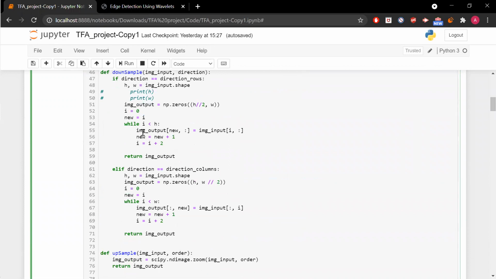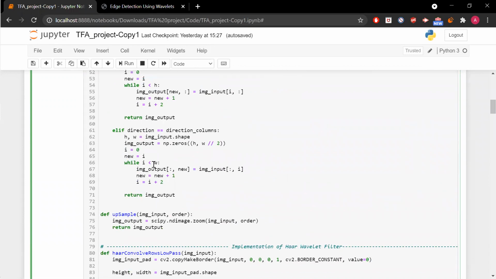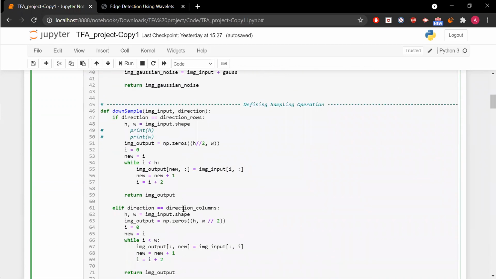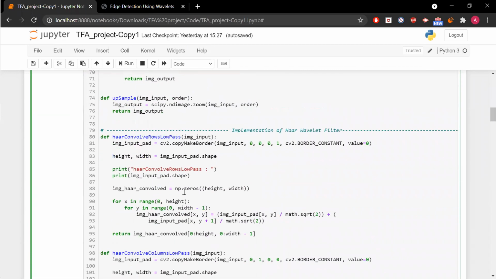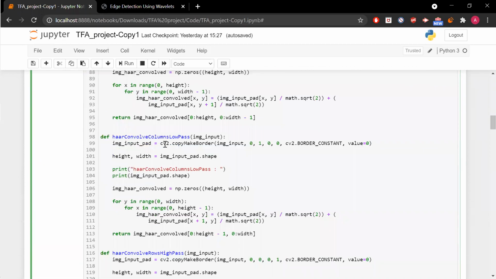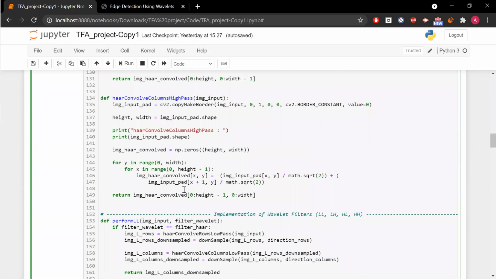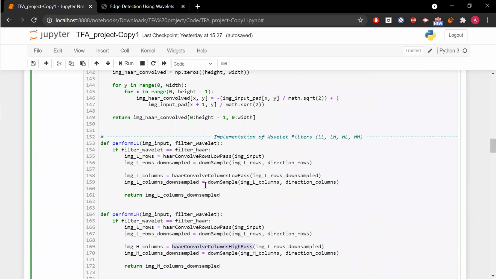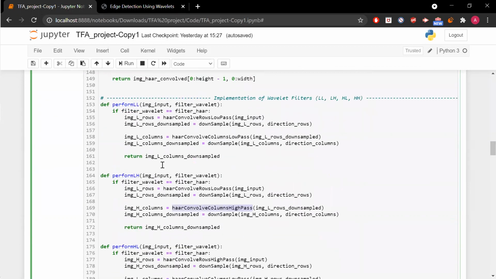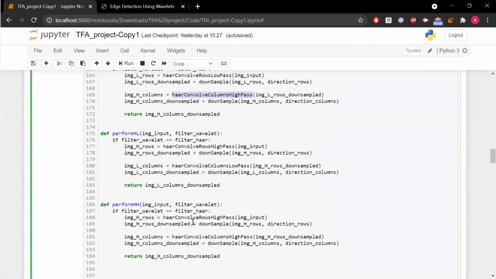Now I have written 2 more functions for downsampling and upsampling. These functions will just compute downsampling and upsampling. Then we are implementing the Haar wavelet filter using these 4 functions. In the wavelet decomposition, there are 2 steps, right? So we will be performing those 2 steps using this Haar wavelet filter. And this is the part where we will be computing LL, LH, HL, and HH. We'll be using the previously written functions to do this.